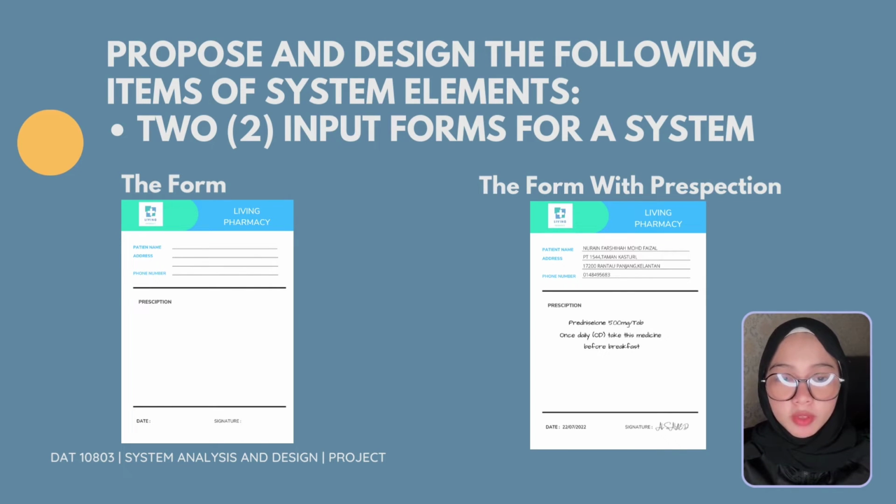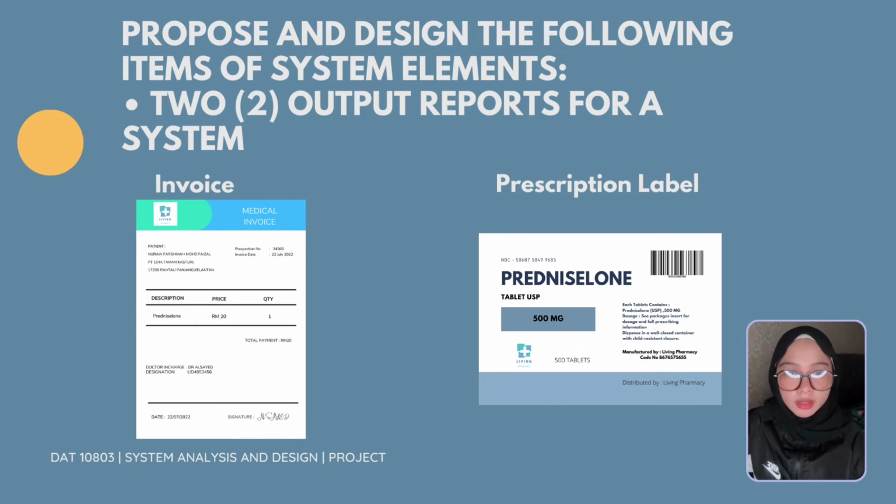There are two input forms for the system: one with prescription and one without prescription. Next, there are two output reports for the system. They are the invoice and prescription labels.